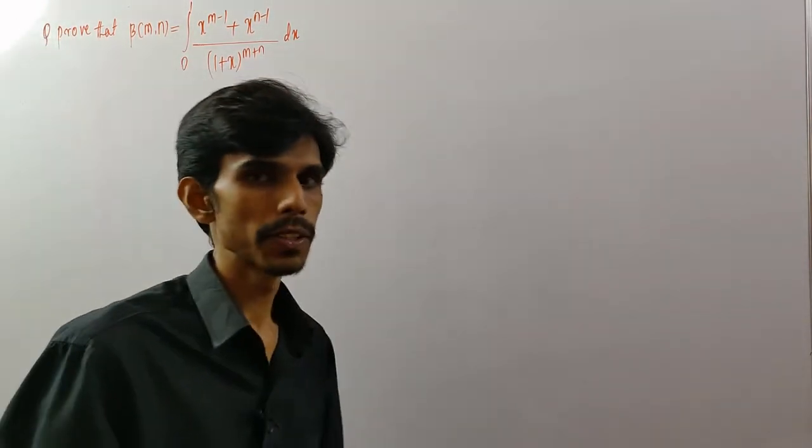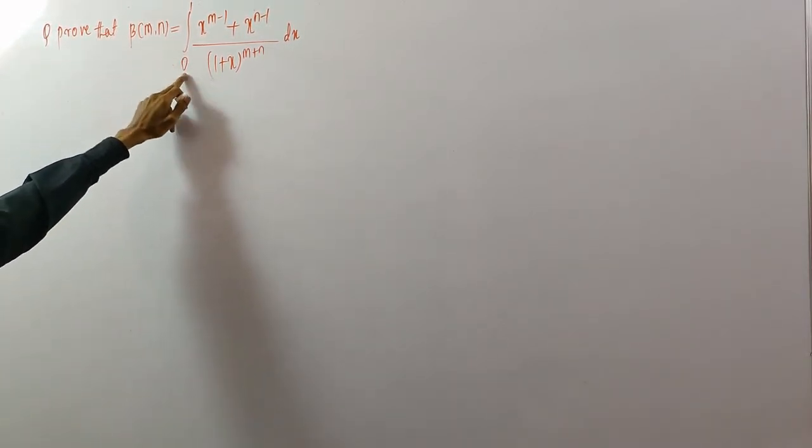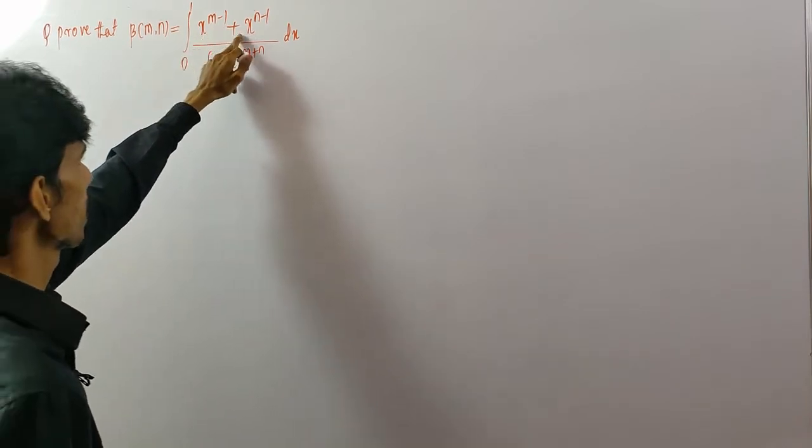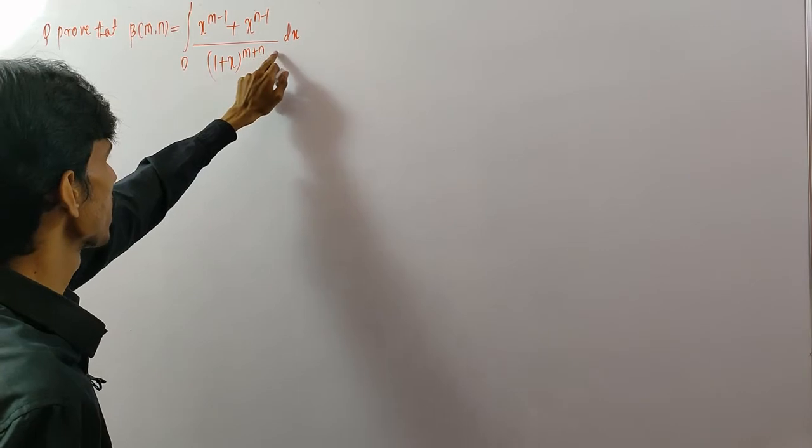Now let us solve this question. Prove that beta of m comma n is equal to integral 0 to 1 of (x power of m minus 1 plus x power of n minus 1) upon (1 plus x) whole power of m plus n dx.